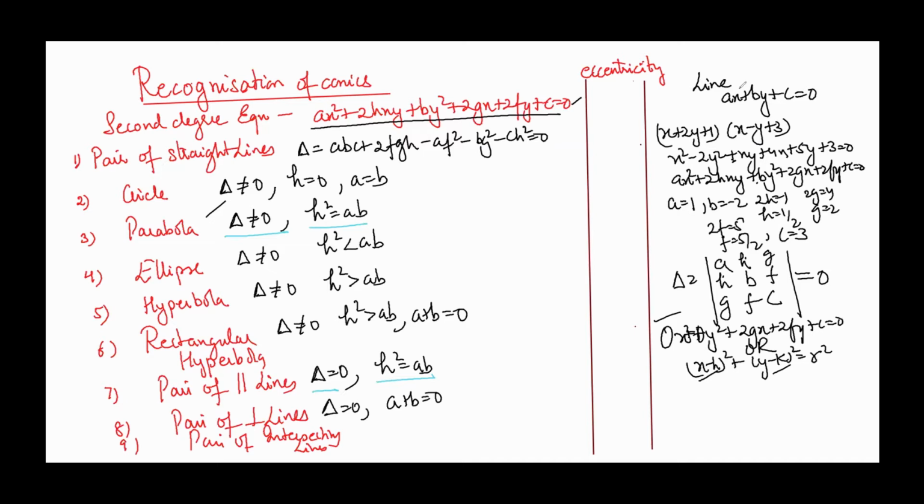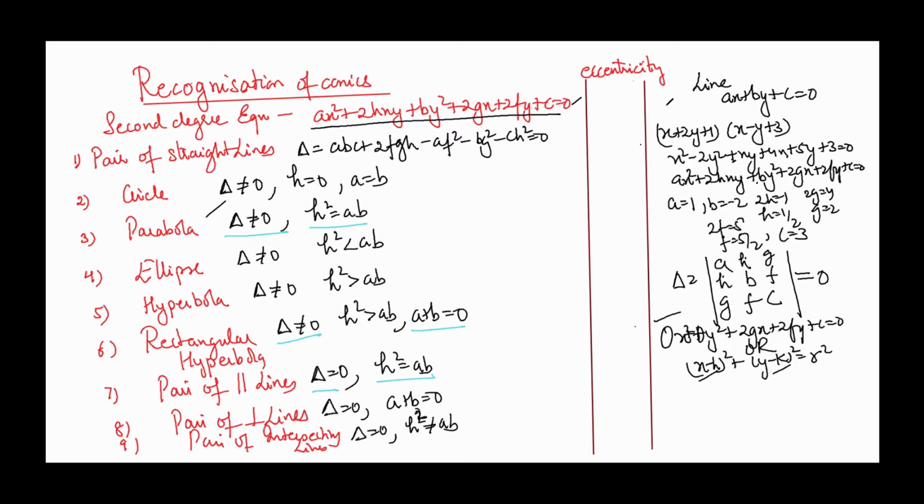In rectangular hyperbola, again we have written a plus b equal to 0, but delta is not equal to 0 in that case. And for pair of intersecting lines, delta is equal to 0, but h square is not equal to ab. So this is how we recognize a conic or the types of pair of lines.